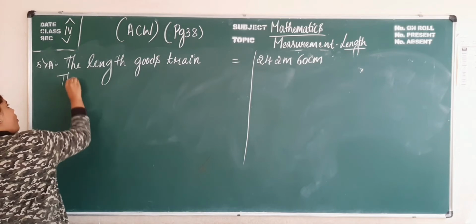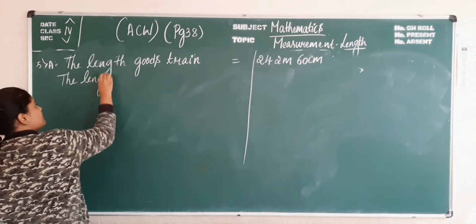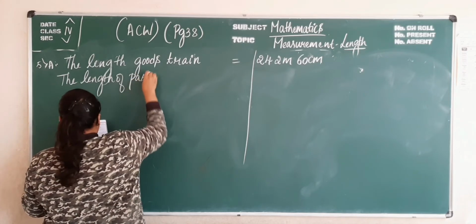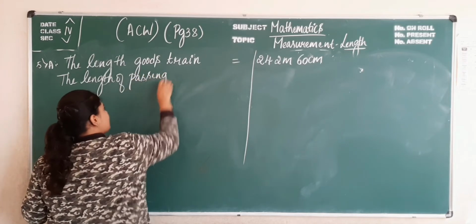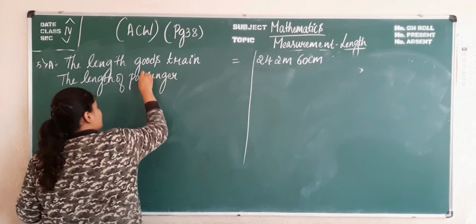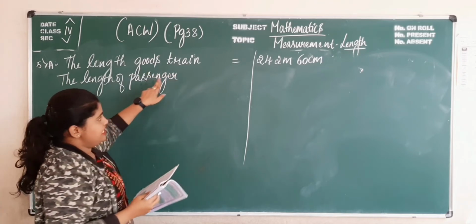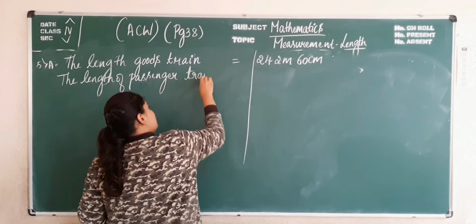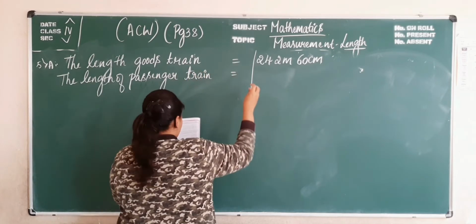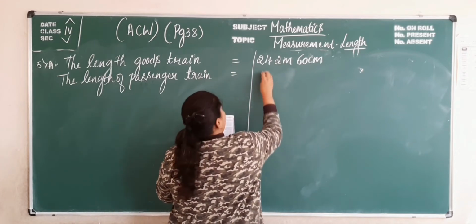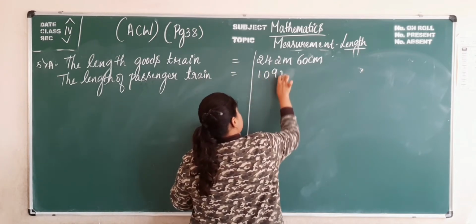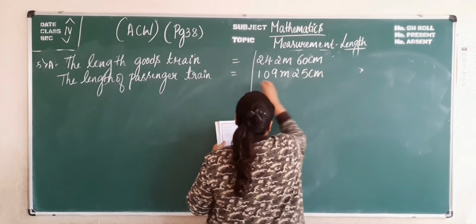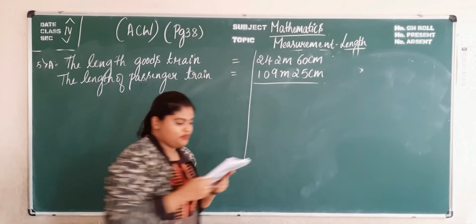Next statement, the length of passenger train. The length of passenger train is equal to how much? 109 meter 25 centimeter. So, next, what they have asked?